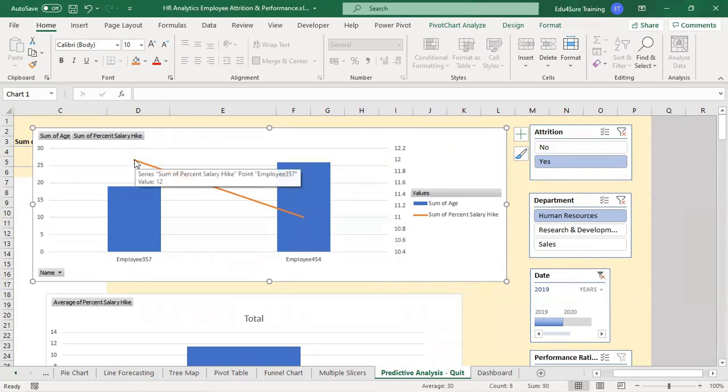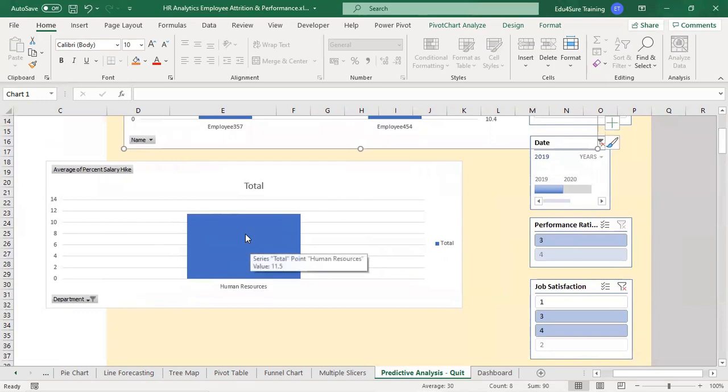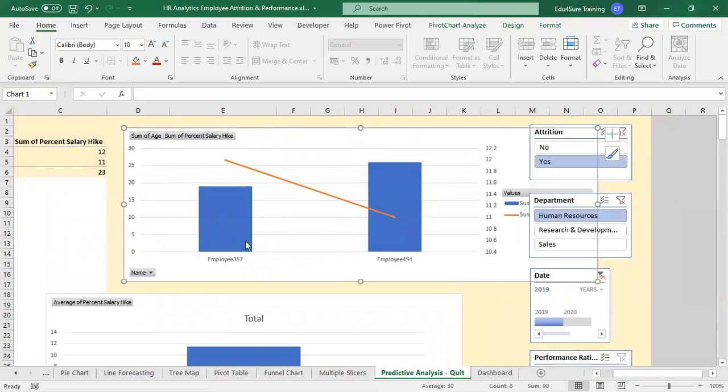And he got 12%, right? And what was the average percentage salary hike which was given in HR department? 11.5. So basically, the person who got 12%, this person, he got above average hike.